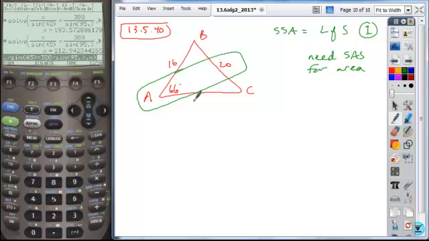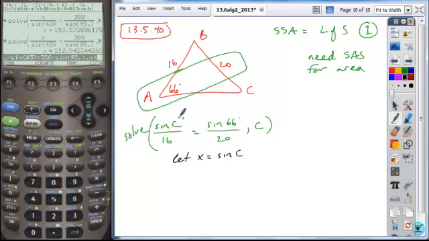So in looking at this, we have to find angle C first. So I'm going to use the law of sines to find C. I'm going to start with my unknown: sine of C over the side opposite at 16 is equal to the sine of the known angle 66 over the side opposite at 20. And we're going to solve for angle C. However, our calculators won't do that, so we need to let x equal the whole sine ratio of C. And we're going to try to solve in this case.